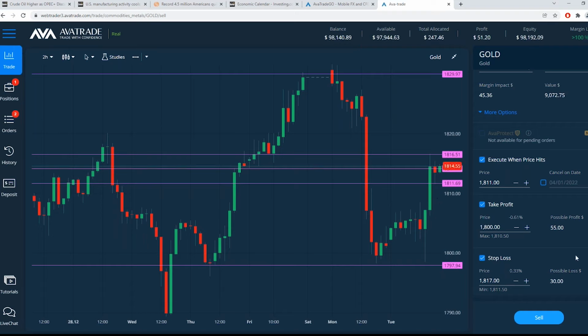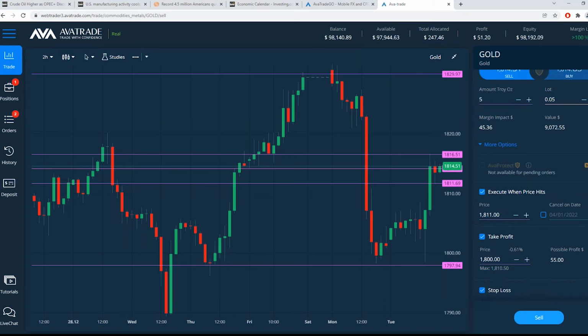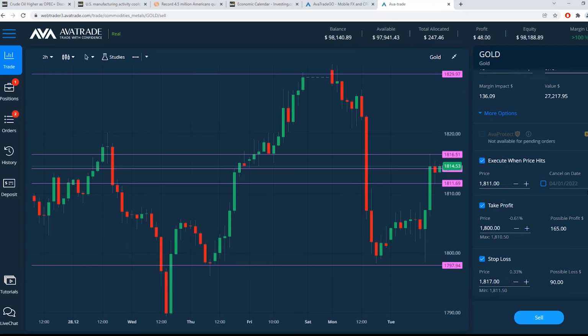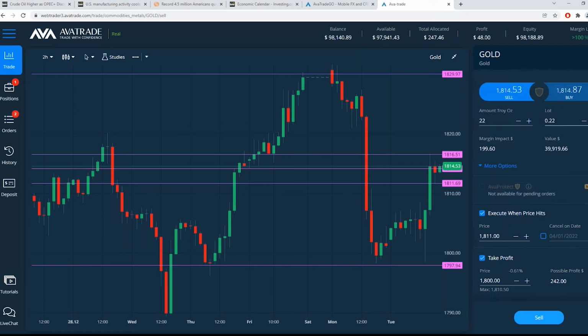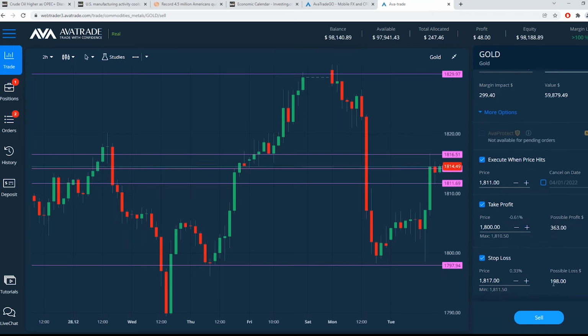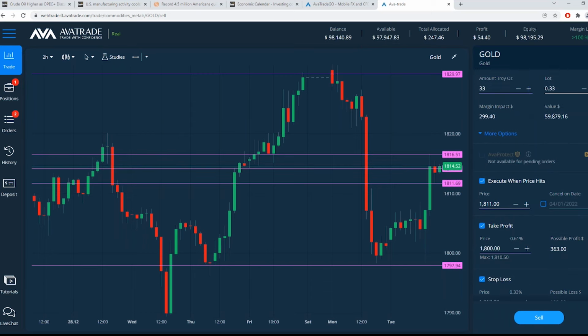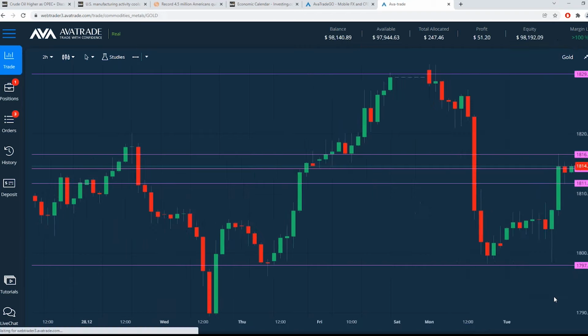Now we say, okay, I want to risk 200 in my example, so I need to increase the trade size. We can go over 0.3 on this one. And there we are, 198 possible loss, 363 possible profit, and 0.33 lot size. And there we go. So we execute 2 pending orders.